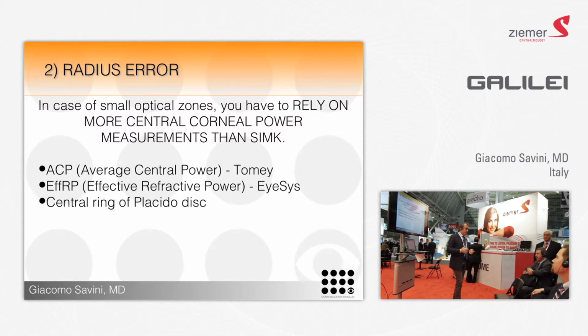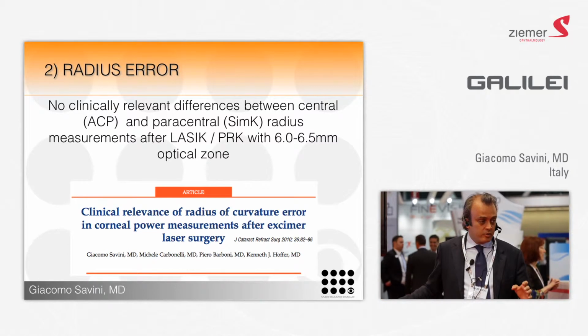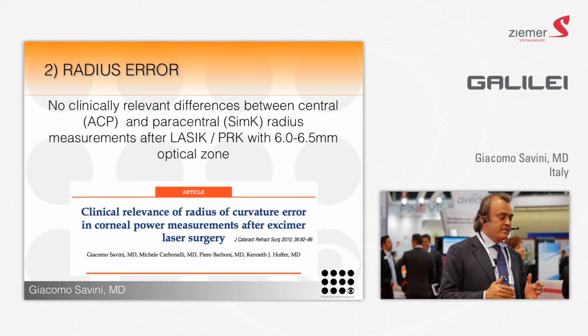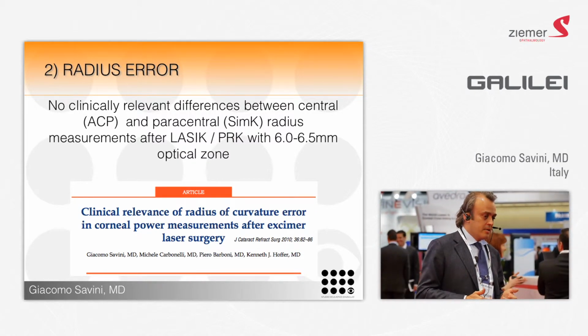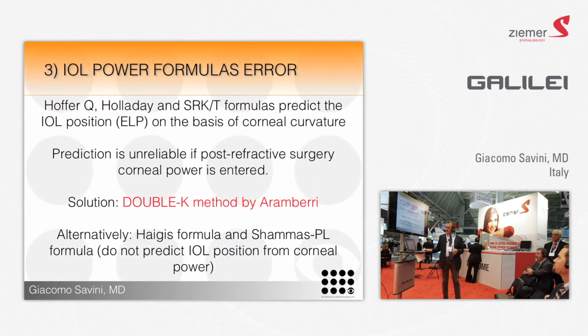Each corneal topographer has its own names, like ACPF. So you should anyway take the measurements of the most central rings. But as I told you, we have demonstrated that if the optical zone is at least 6 millimeters, and these are the majority of eyes, fortunately, this is not relevant.